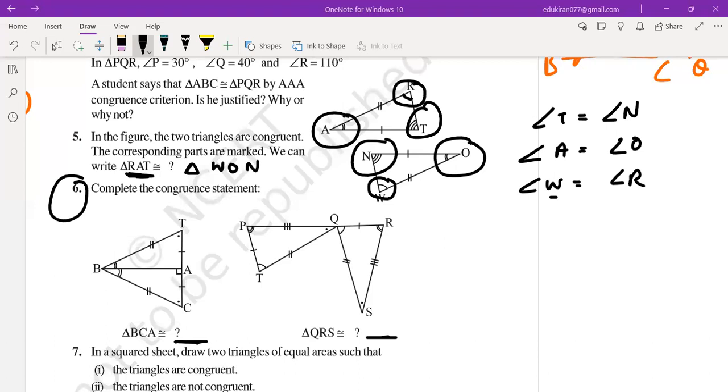Ma'am, sixth one done. Ma'am, I'm also done with the sixth. Okay. Ma'am, I'm already done. Okay, Abdullah. Ma'am, I'm doing a cross check. Okay, do it.